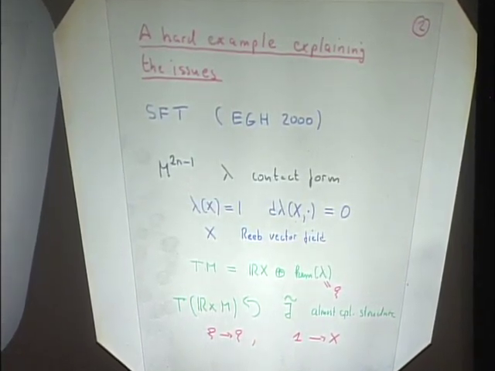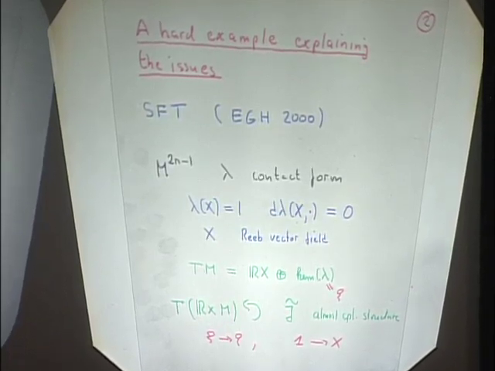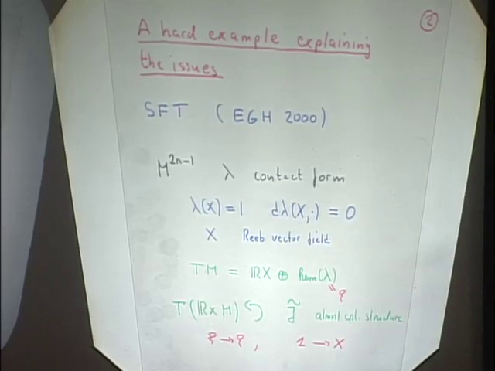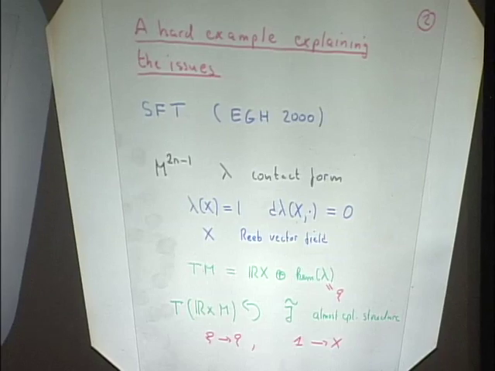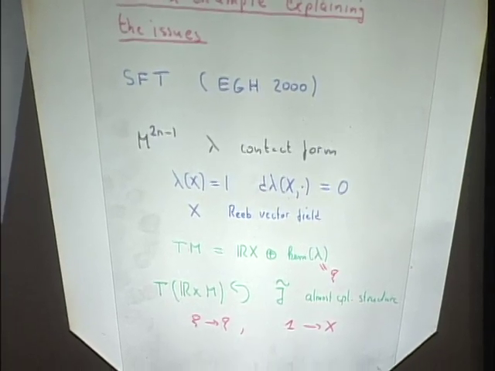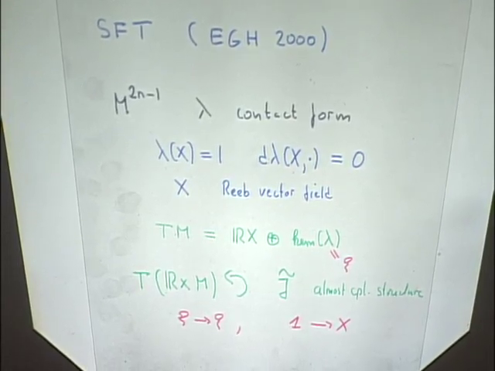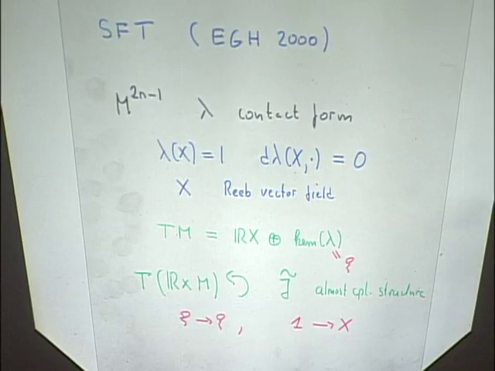So you have an odd dimensional manifold, you have a contact form, it defines a Reeb vector field. You have the splitting of the tangent bundle into a line bundle generated by the Reeb vector field and the kernel of the contact form. And then what you do is you fix an auxiliary structure, basically a complex multiplication on the contact structure, and then you can extend it to an R-invariant almost complex structure on R cross M, which is now even dimensional, which pairs the tangent direction of R with the Reeb vector field.